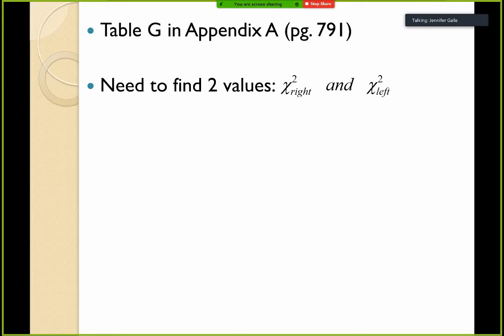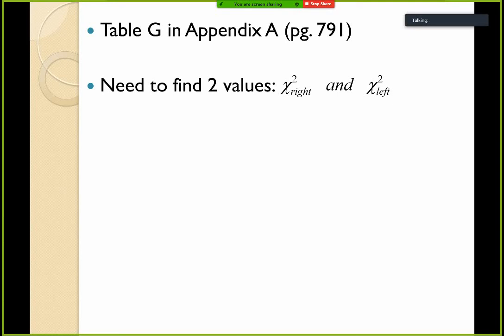Table G, it says it's on page 791 in your book. It's also on the handout I printed you that had table F on it as well, if you don't want to have to flip to the back of your book. I just want to talk to you specifically how to find the chi-square right and left using that table. We'll talk about the formula a little bit. We'll do an example. I'll get you guys some time to work.